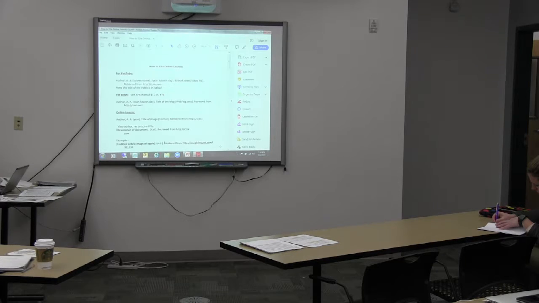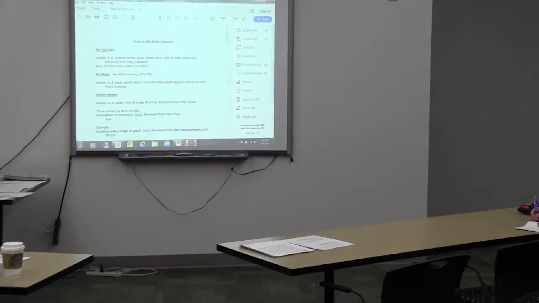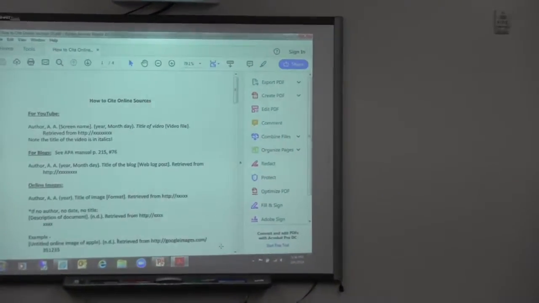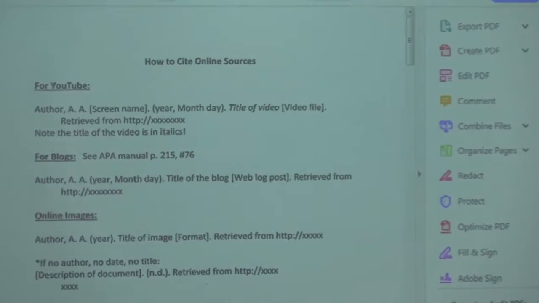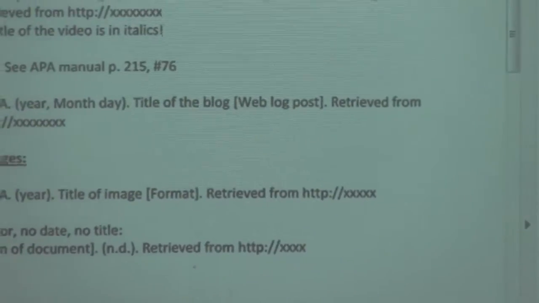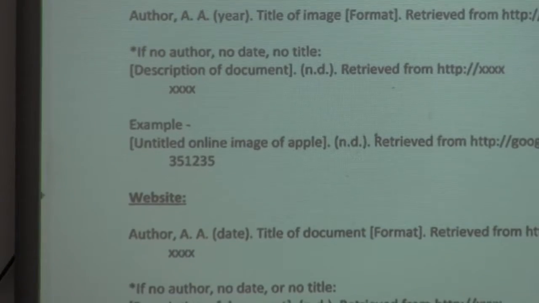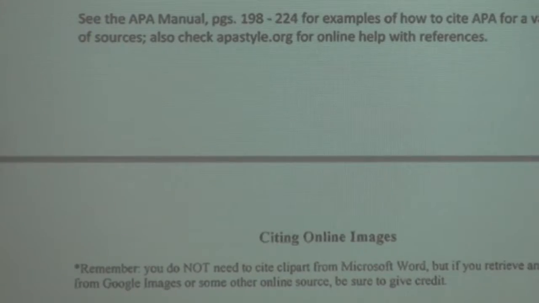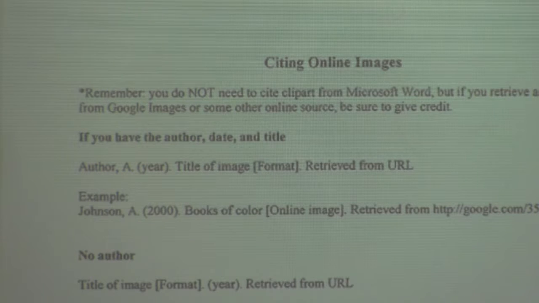Okay, the next thing that I wanted to jump to is just the handouts that I sent to you, and this is self-explanatory. I couldn't spell it out easier for you: how to cite online sources. So, how do you cite YouTube? How do you cite an online image? How do you cite a website? Then the second page, further.